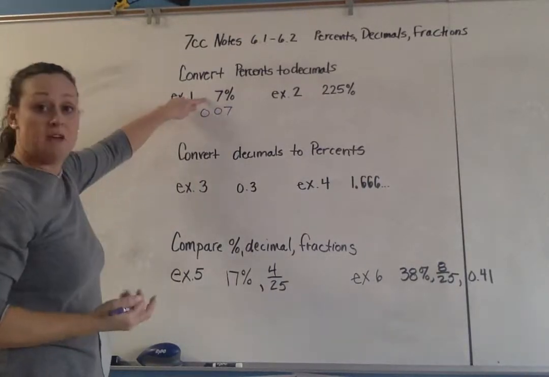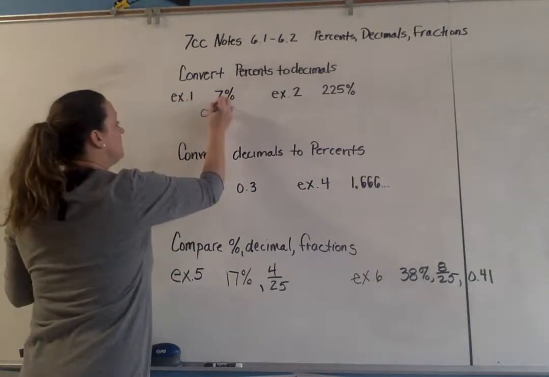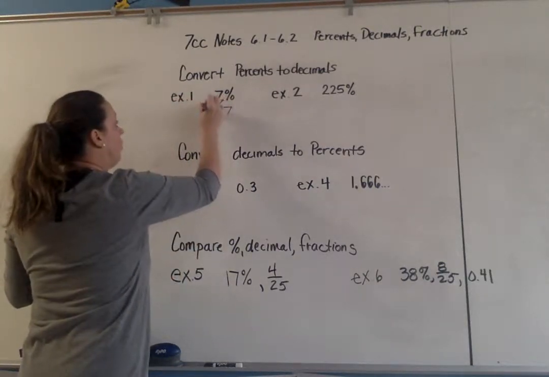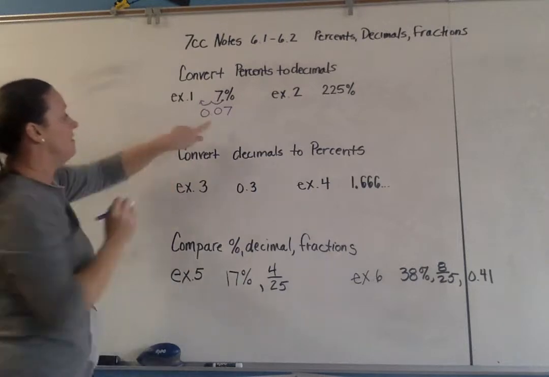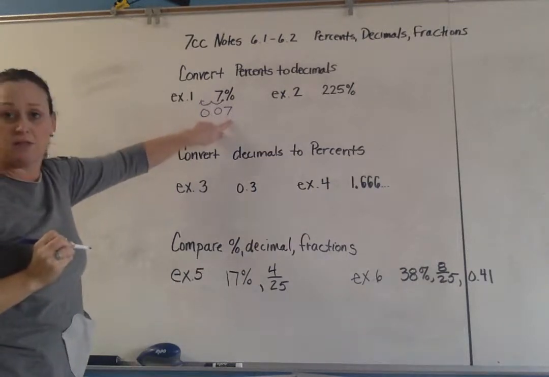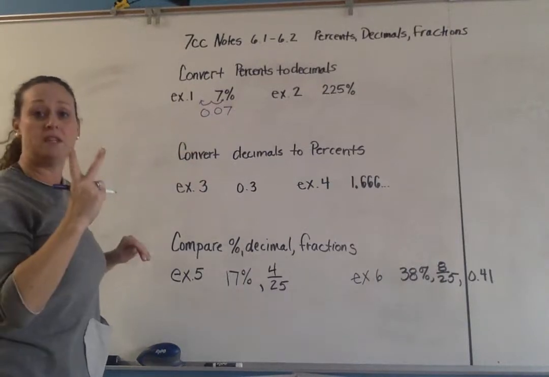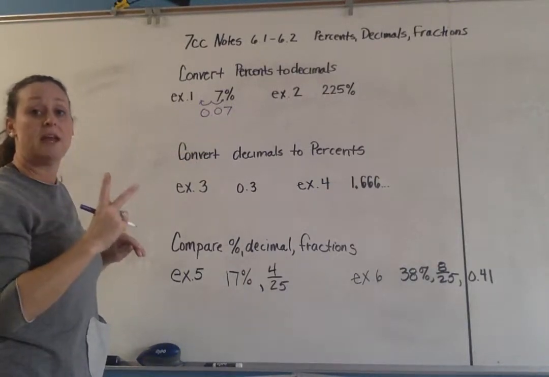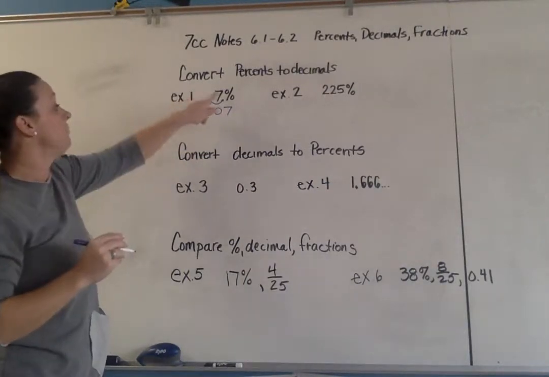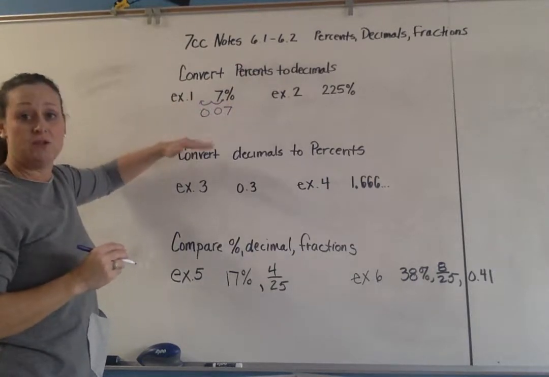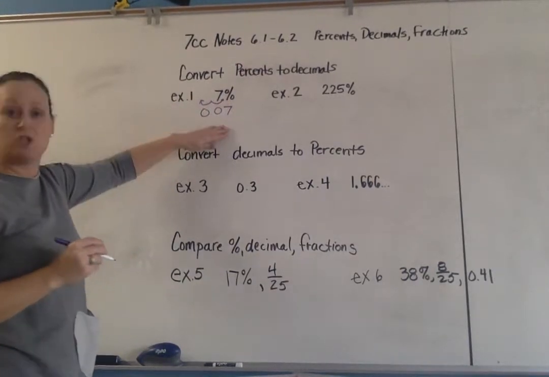If I were to take 7% and move my decimal point from behind the 7 over 2 places, it then goes 0.07. So when taking a percent to a decimal, I'm moving the decimal point 2 places, and I'm moving it to the left, because 7% is 7 out of 100, which is 7 hundredths, which looks like 0.07.